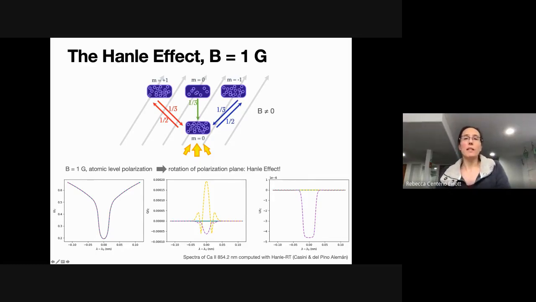So now in this case, the emergent polarization signatures are the pink ones. And what you see is that Stokes Q has changed sign and Stokes U has appeared, which was not there before.